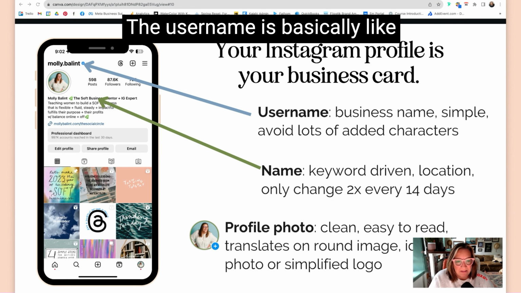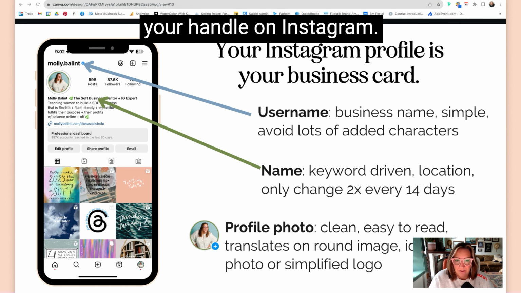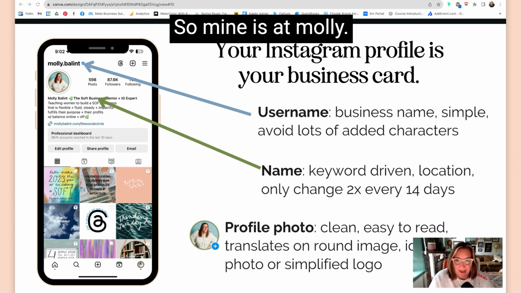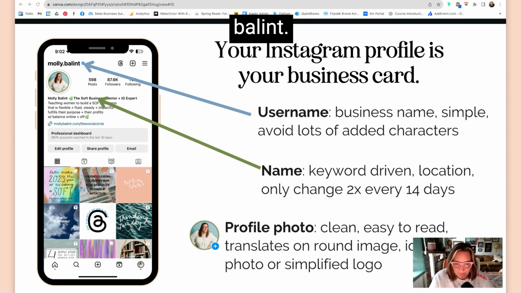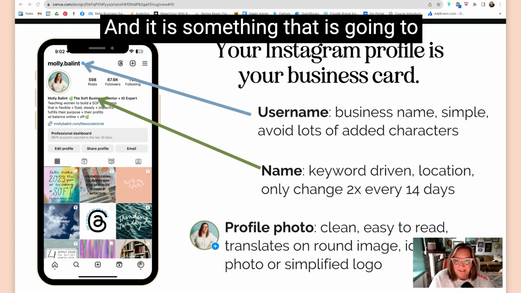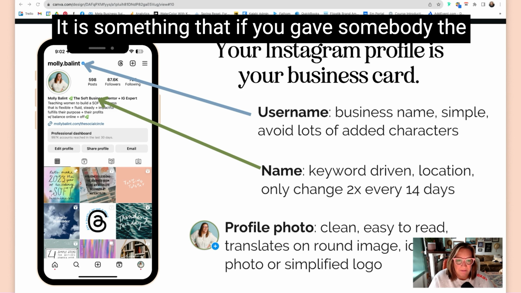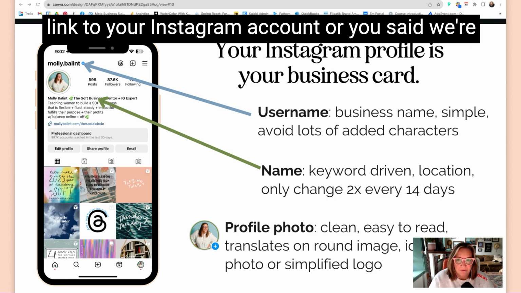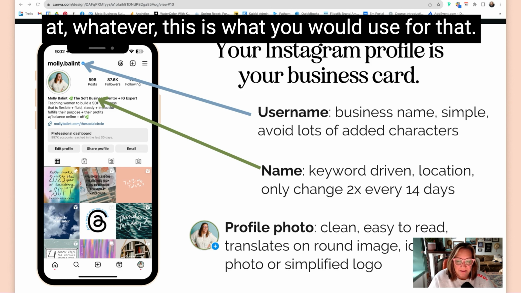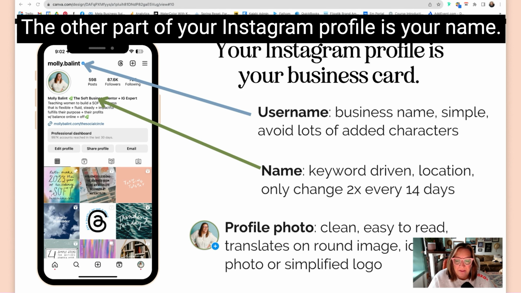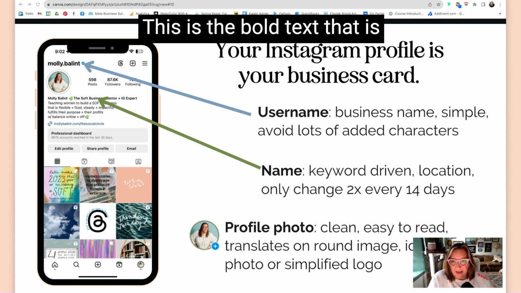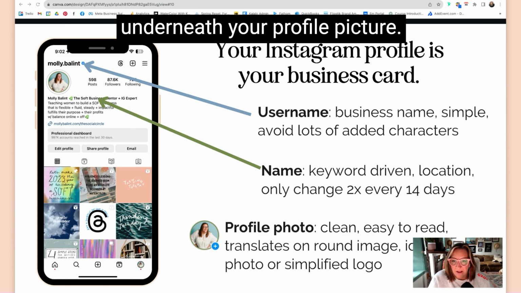The username is basically your handle on Instagram. So mine is at molly.balint. It is something that will show up if somebody searches for you. If you gave somebody the link to your Instagram account, or you said we are at whatever, this is what you would use for that. The other part of your Instagram profile is your name. This is the bold text that is underneath your profile picture.